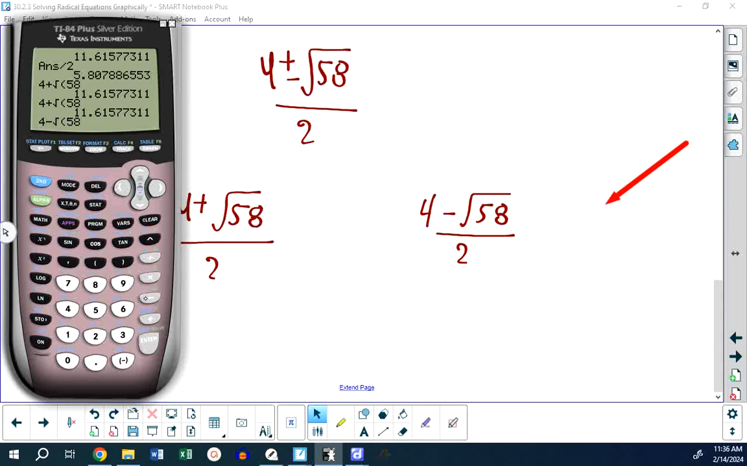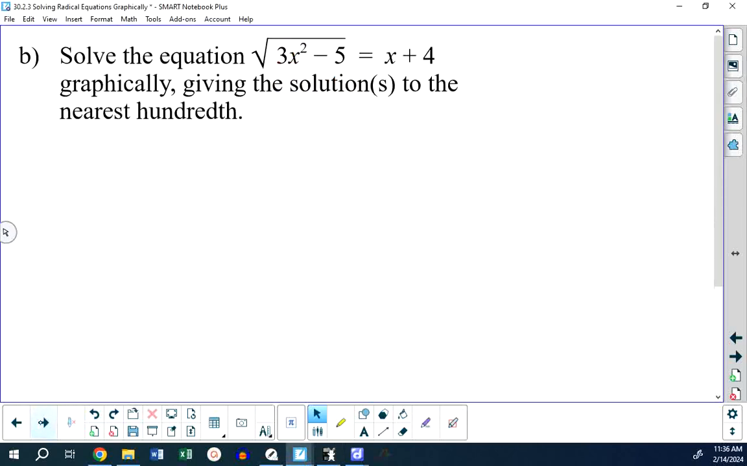My other one will be 4 minus root 58 all over 2. So about 5.81 and about negative 1.81-ish. I'm not going to bother writing anything for B. I think you're getting the gist.